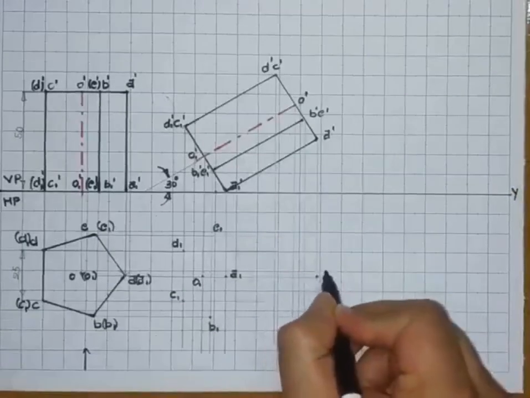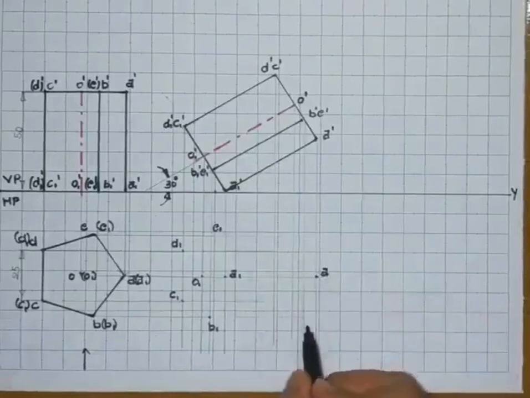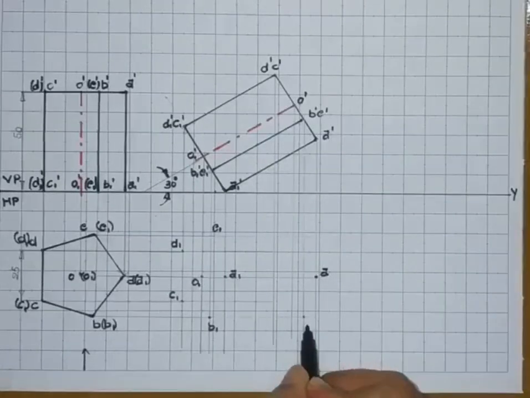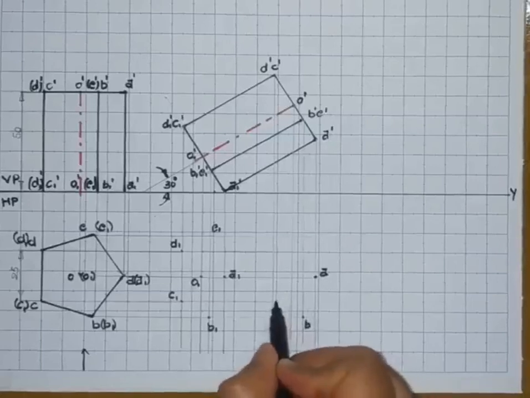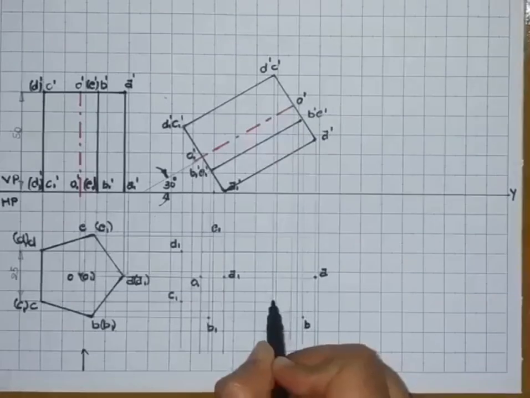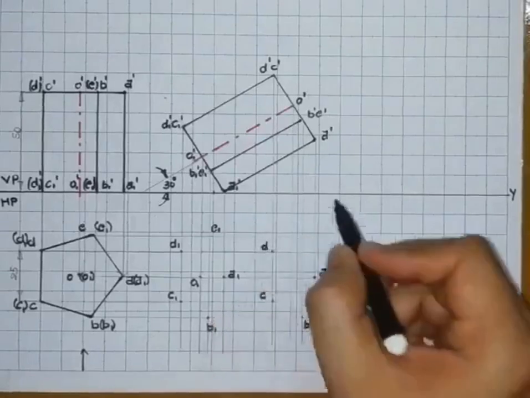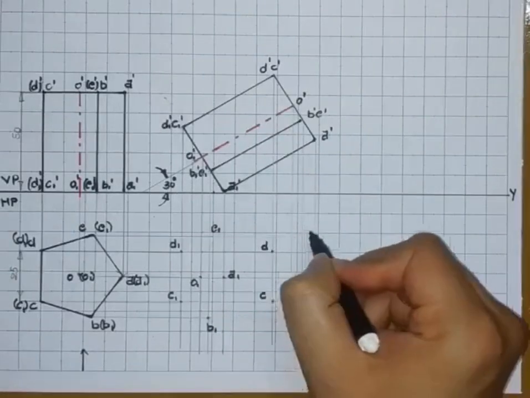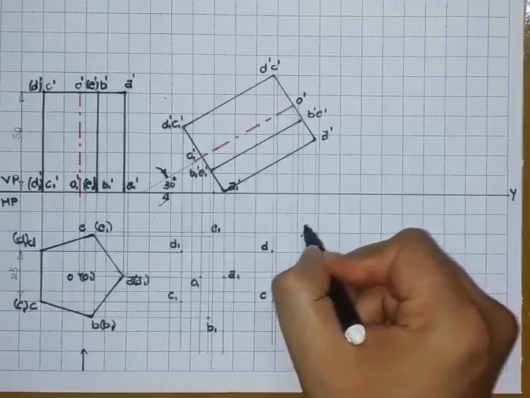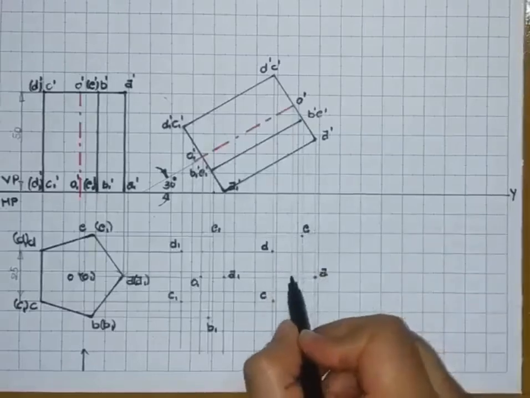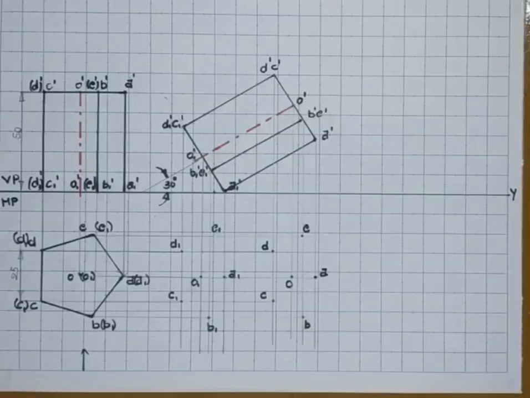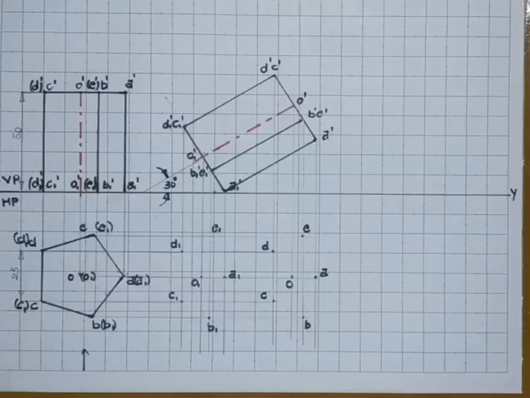This is point A and this is point B and this is point C, this is point D and this is point E and this is point O. So now I have projected all the points from front view to top view. Now we need to apply the rule of visibility.